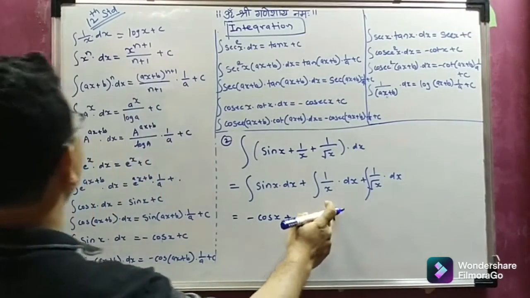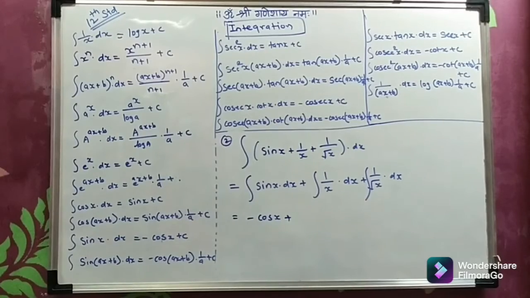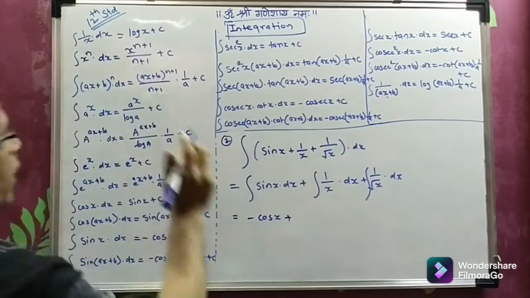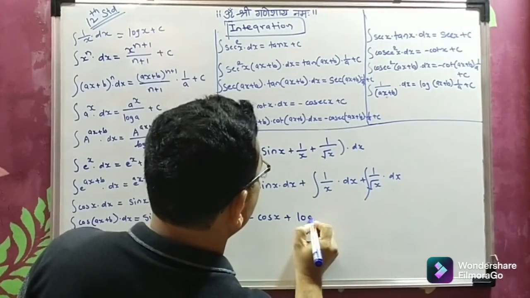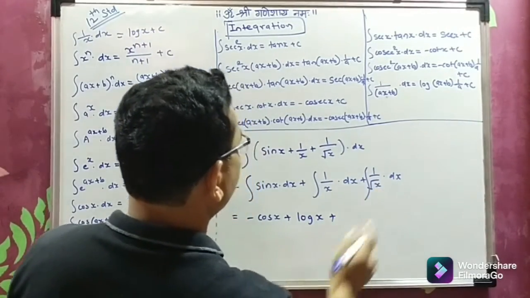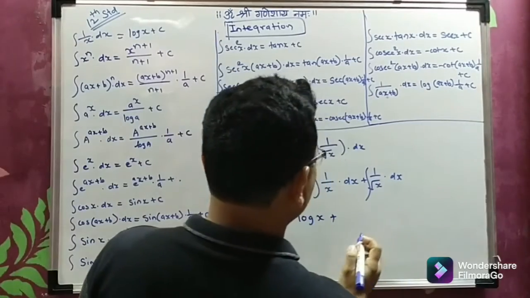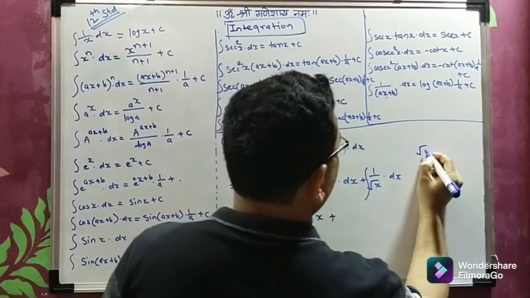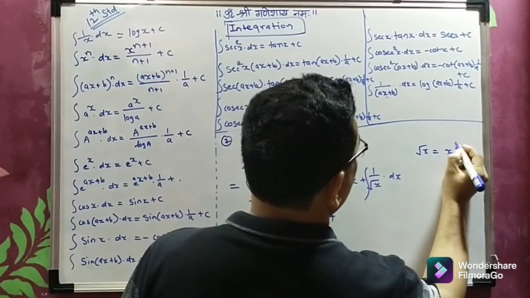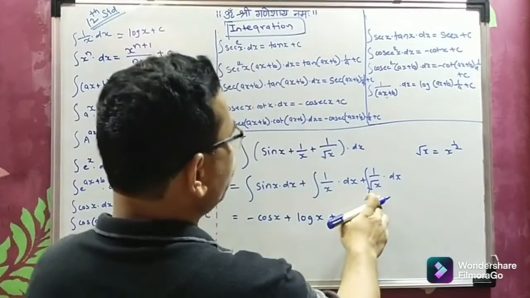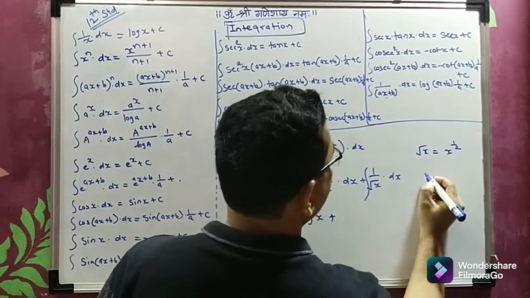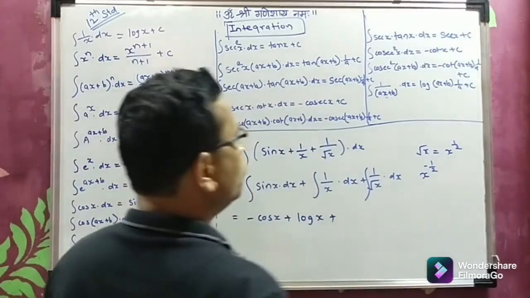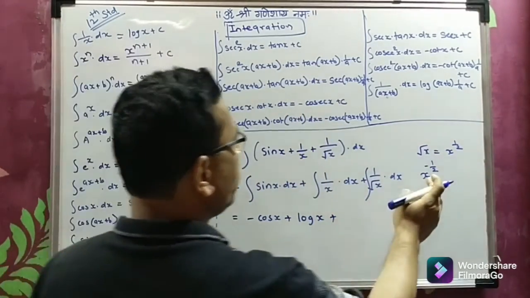What is the answer of integration of 1 upon x? Integration of 1 upon x is nothing but log of x. So here the answer will come log of x, plus integration of 1 upon root x. So what is root x? Root x is nothing but x raised to 1 by 2. Now this is in the denominator, so when we bring it to the numerator, it will become x raised to minus 1 by 2.